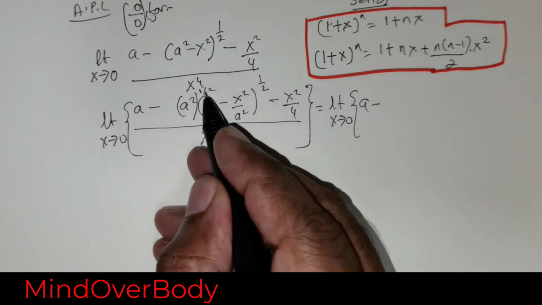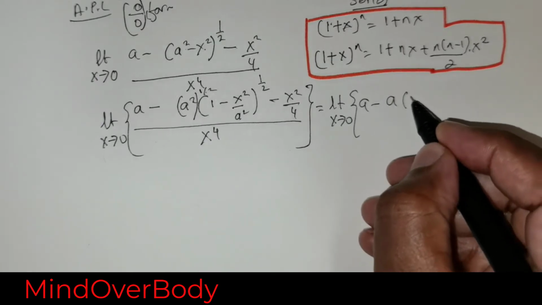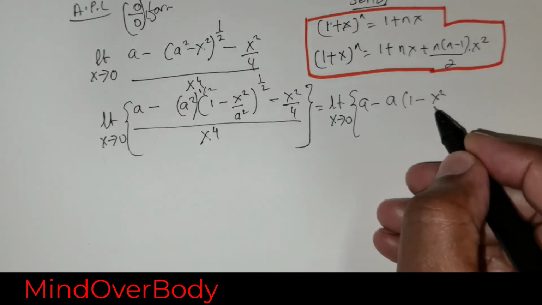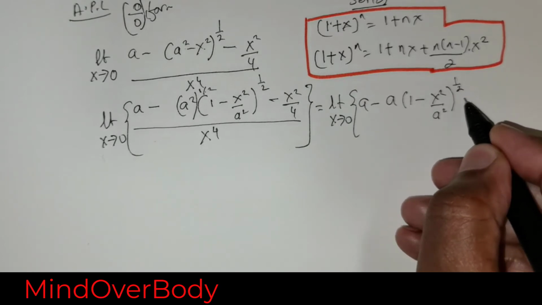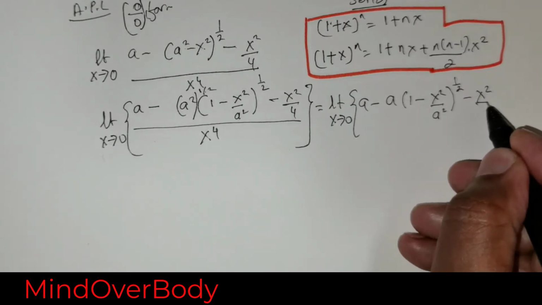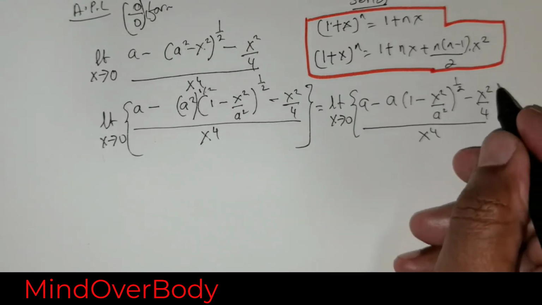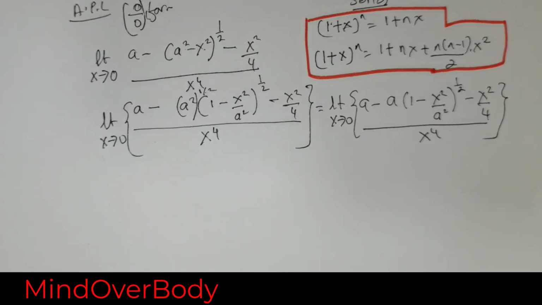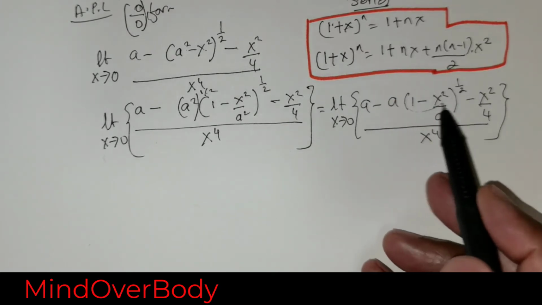Now a squared raised to the power of 1 over 2 would give me a, followed by 1 negative x to the power of 2 divided by a squared. This is raised to the power of 1 over 2, negative x to the power of 2 divided by 4. This entire term is divided by x to the power of 4. Okay, now having got this, I'm going to apply binomial expansion to this particular term.